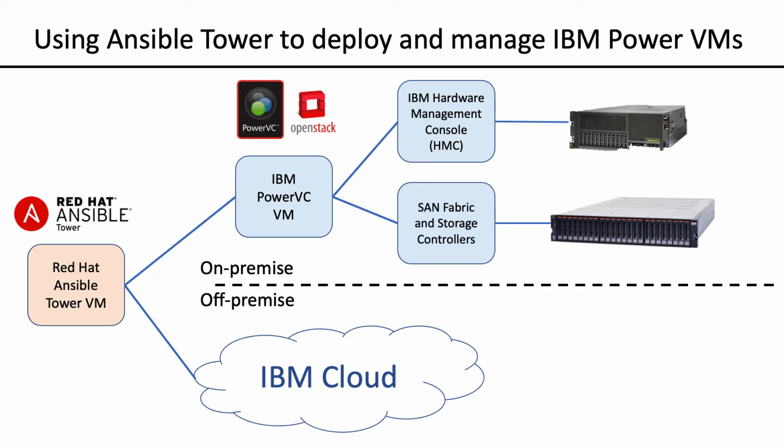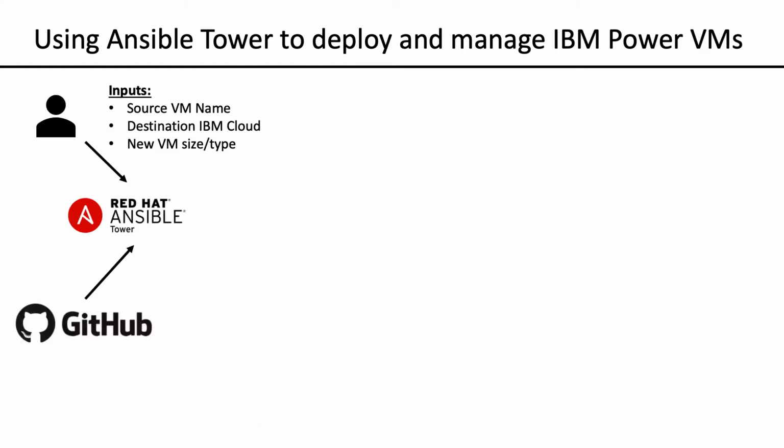So the environment we're going to be using is, I've got my Red Hat Ansible Tower VM on the left-hand side, which in turn is connected to IBM Power VC, our on-premise OpenStack solution, which controls our hardware, and it's also connected to the IBM Cloud, IBM Power VS, to be able to do our deployment and management into our cloud.